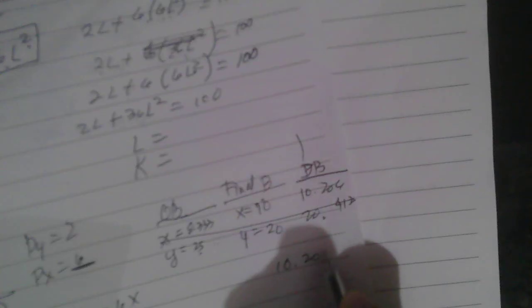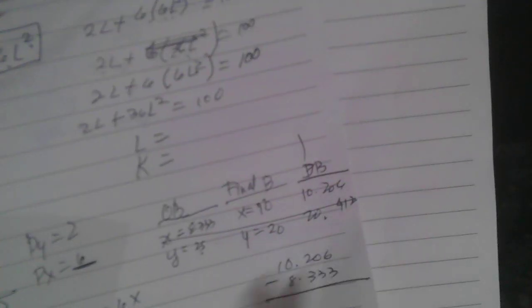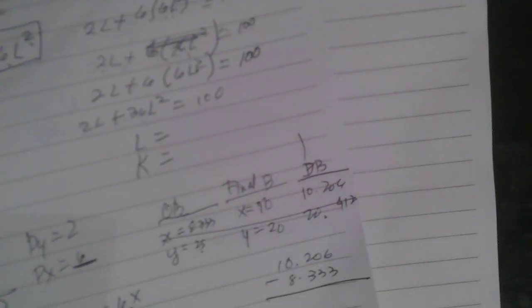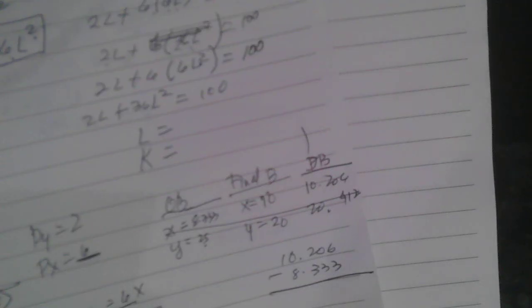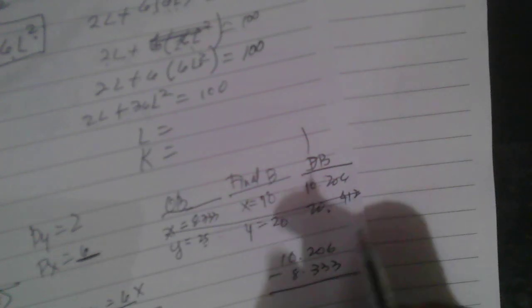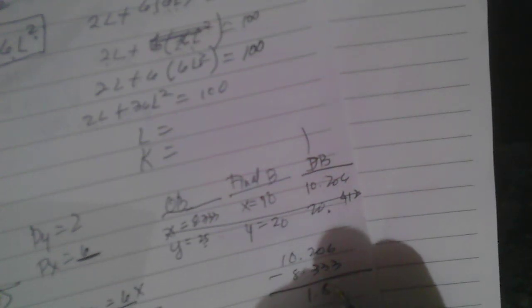we know that the substitution effect is the decomposition minus the initial bundle. So how much is the decomposition? 10.206 minus the initial bundle, which is 8.33. Subtract the amount first to get your substitution. 10.206 minus 8.333. So your substitution effect is 1.873. Now you can see your income effect.